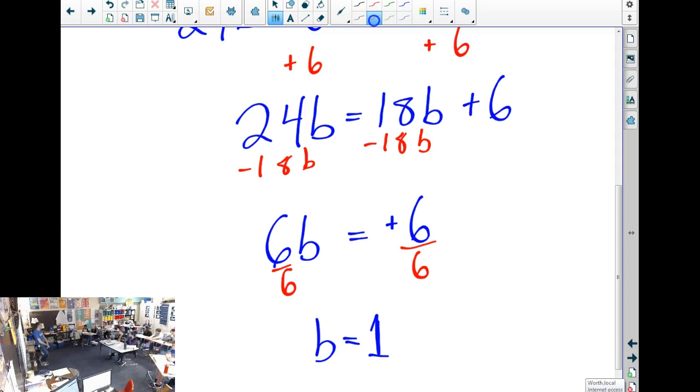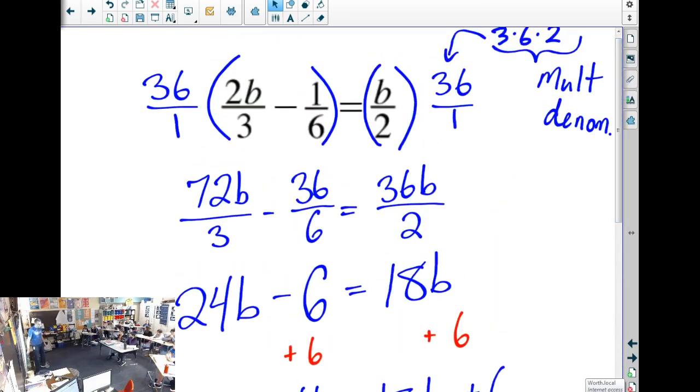No. So we took all the denominators. I appreciate you being honest with me. You understand that you have to take all the denominators and you're trying to get a positive number. Not necessarily positive, just whole numbers. No fractions. Same thing. Here, help me out.